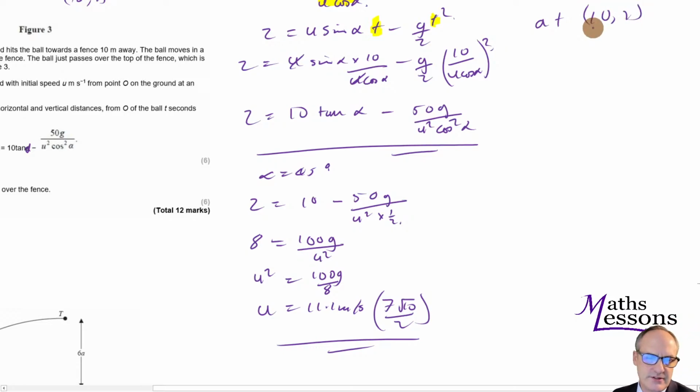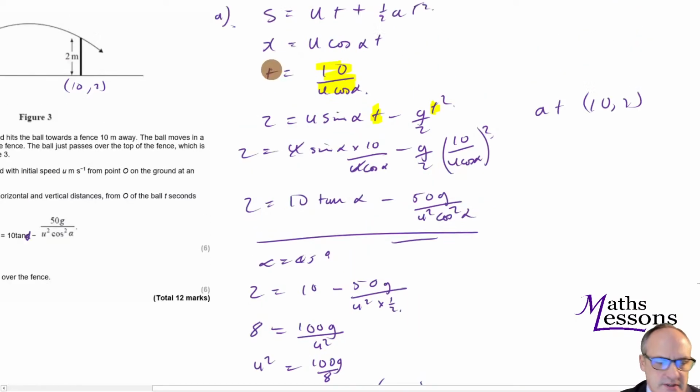We can find the value of T, because we know T equals 10 over u cos alpha. So T will equal 10 over 11.1 times the square root of 2 over 2, because cos alpha is root 2 over 2. Okay, I'm just going to leave that in there for now.